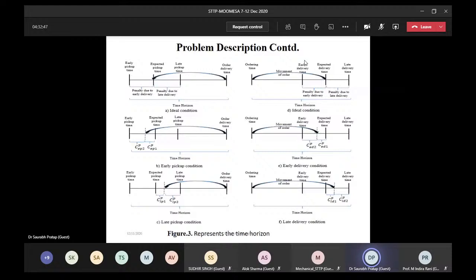But if the product is delivered beyond that promised time, in that case the logistics service provider, the LSP, has to pay a penalty cost to the company. And after that, the company gives reward points to the customer, because the customer faced a problem due to the delivery time. So this happens in Hong Kong city.